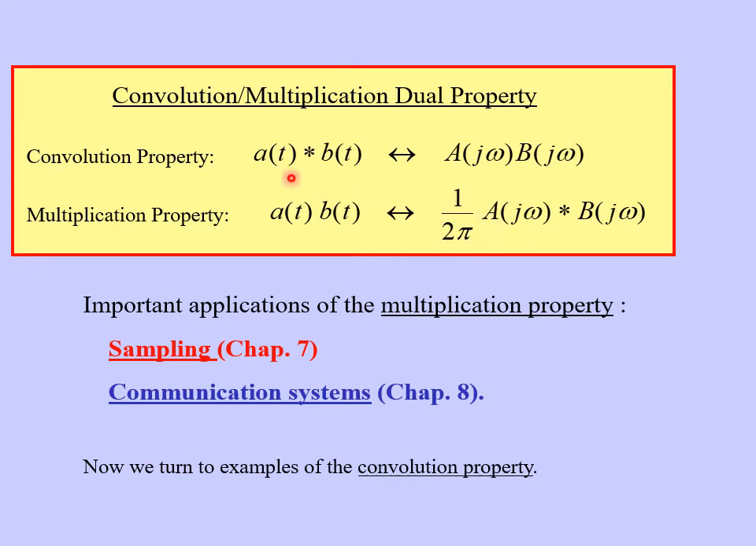But notice that up here, convolution is on the left and multiplication is on the right. If we do multiplication on the left, we get convolution on the right. And this is again one of those properties of the symmetry of the Fourier transform and the inverse Fourier transform. We're not going to see this property for a little while in the course, but this multiplication property will become important when we do sampling theory in Chapter 7 and communication system theory in Chapter 8. Okay, so let's now turn to some examples of using the convolution property.